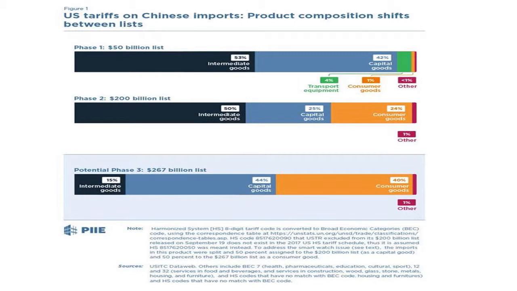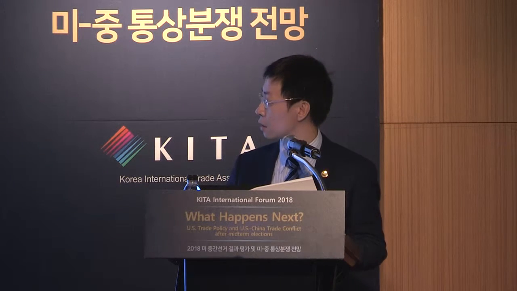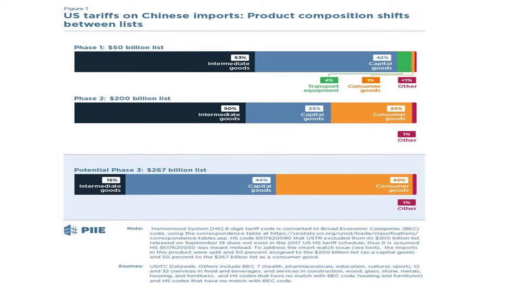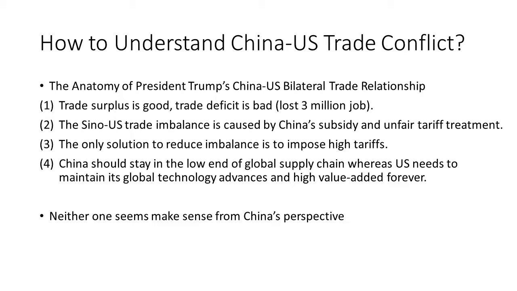If we look at the data, in the first stage consumption goods account for only 1%. But when it goes to 200 billion, consumption goods account for 24%. And suppose we have a stage 3 trade war, then consumption goods will be 40%. So I agree with Professor Tao: if we see period 2 or period 3, maybe next year the US will have a bigger inflation rate. So let's see. Okay, that's the first one.